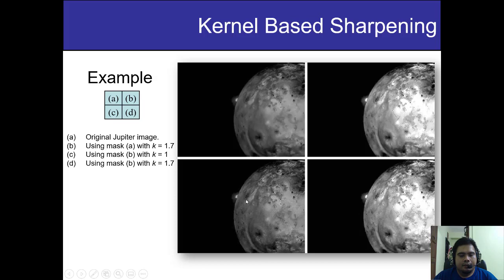this one is actually when the input image of this one is this one. Okay, if the input image is this one, you apply the high boost filtering, set k equal to 1, this is what you get. But if you set 1.7 and the input image is this one, this is what you get. So this is explained in this notation over here.